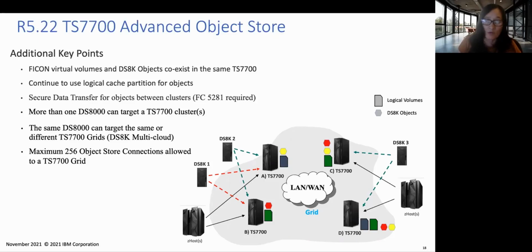We continue to have more than one DS8000 that can target a 7700. In fact, that same DS8000 can now target the same or different 7700s, but you can utilize a different cloud name to direct data to the same 7700 for policy management. We can have a maximum of 256 object store connections allowed to that 7700. So if you have one DS8000 using all 8 of those cloud network connection constructs to target one 7700, that's 8 of the 256.